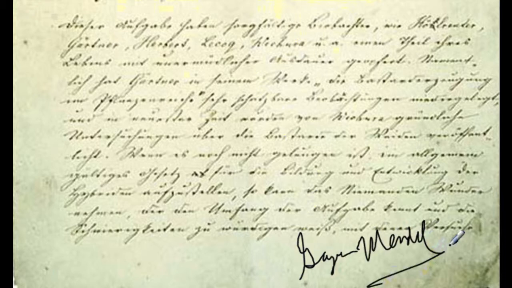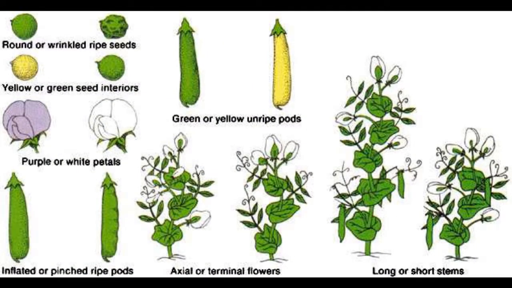He worked mainly with garden peas. And you can see here there are different traits that Mendel looked at. Round versus wrinkled seed, for example. One of the most famous, of course, is tall versus short plant. Tall being dominant over short.